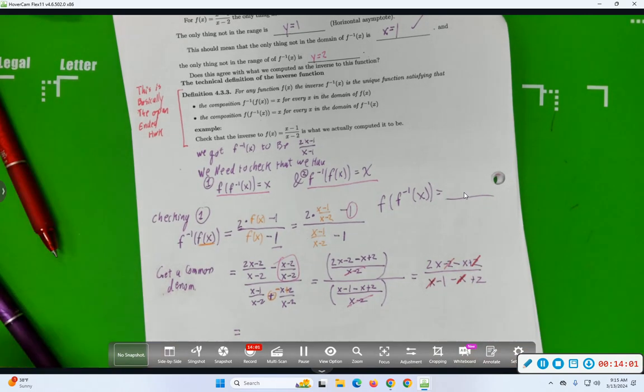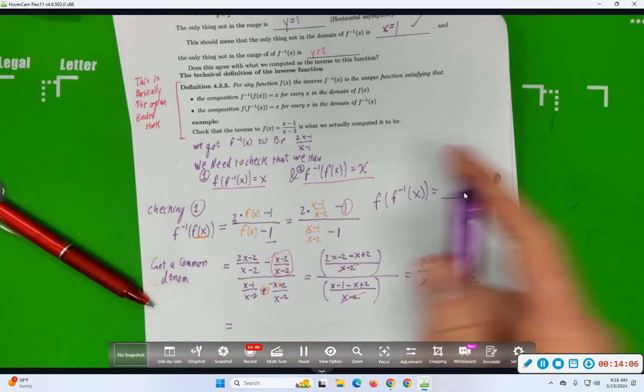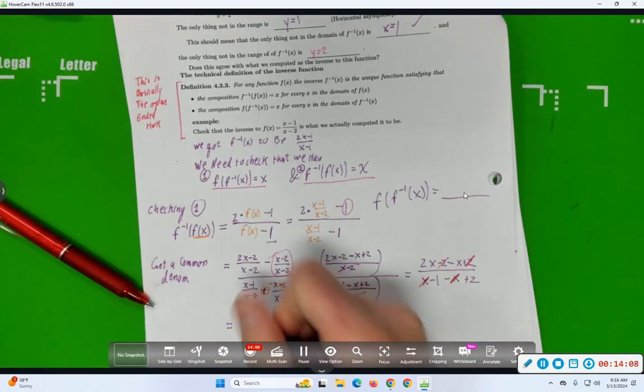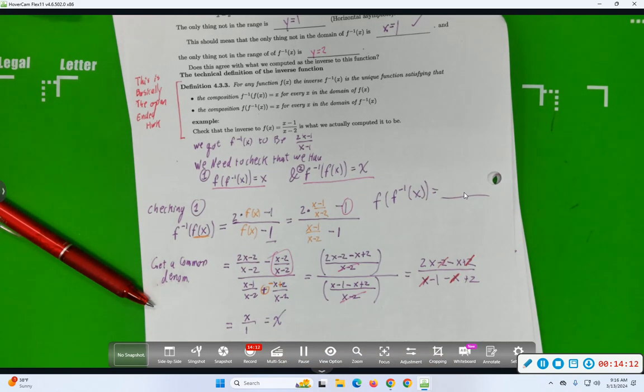All right, so let's see what we get. 2x minus x is x. Negative 1 plus 2 is 1. This simplifies down to just x, which is what I knew it should do. So that's now half of the walk done to verify that this is in fact the inverse to this function.